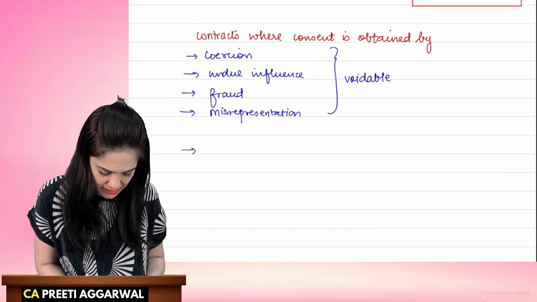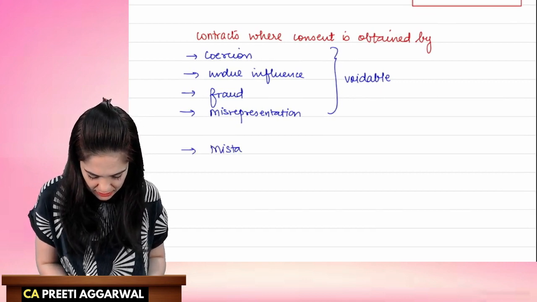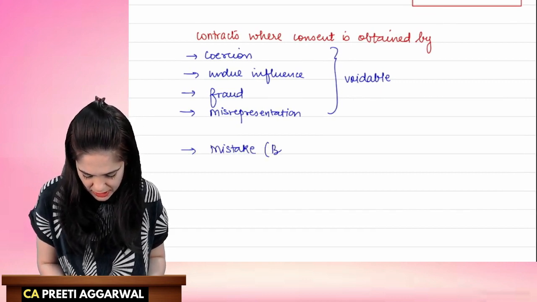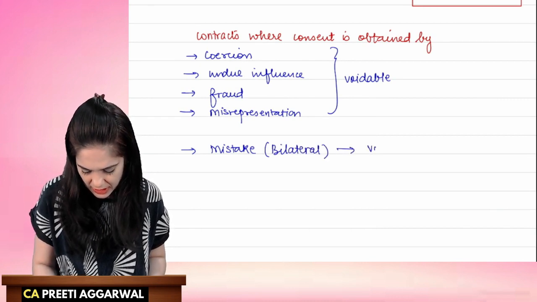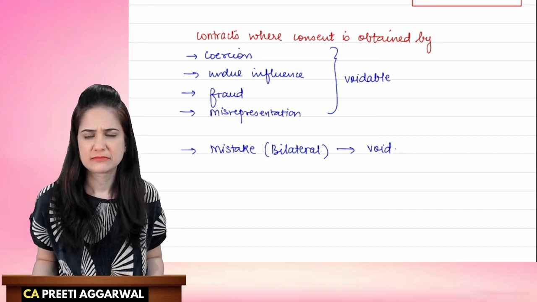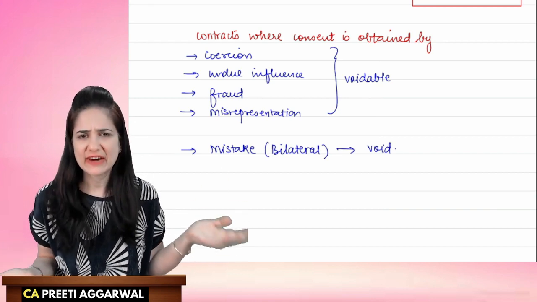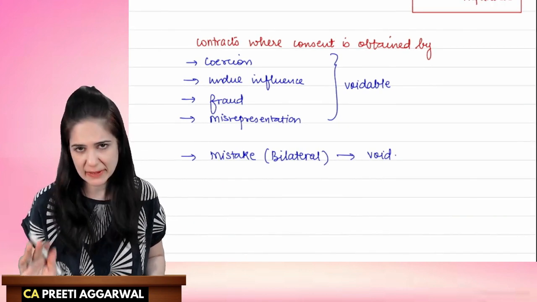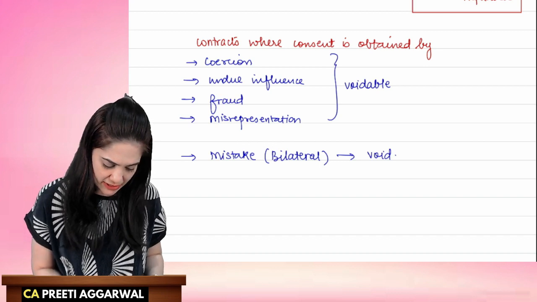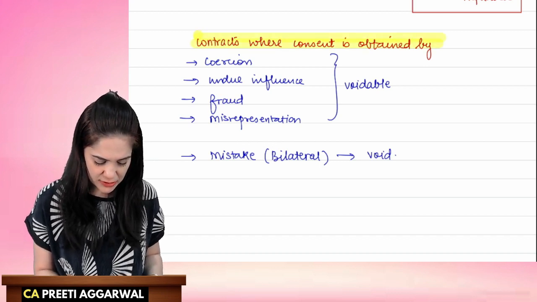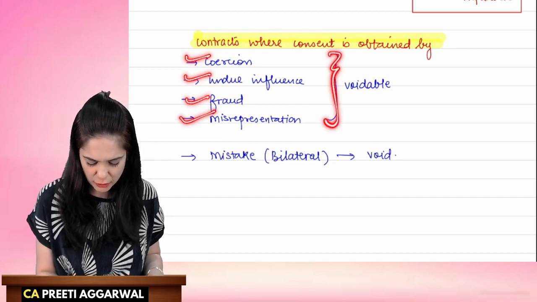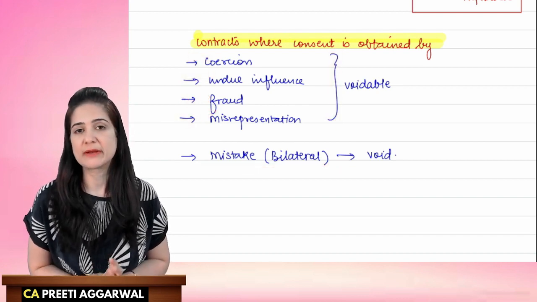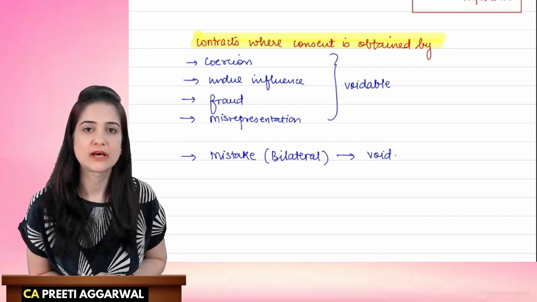Contracts where consent is obtained by mistake, especially bilateral mistake, they are void. Why so? Now I will explain, but first understand that where the consent is obtained by coercion, undue influence, fraud, misrepresentation, they are voidable. But where the consent is obtained by mistake, the contract is void.